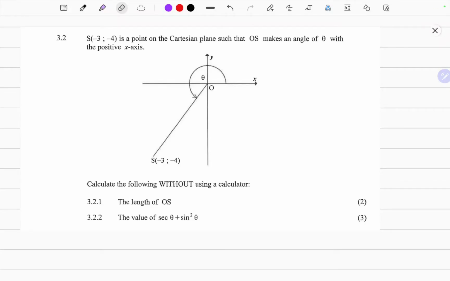Today we're going to do a bit of trigonometry. So I chose this question because I've noticed that students are struggling with question 3.2.2. It is to find sec theta plus sine squared theta.